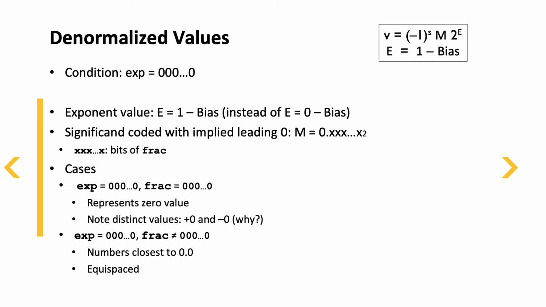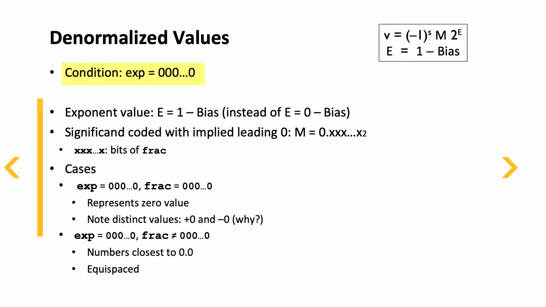Okay, so we know what normalized values look like and how they behave, so let's take a look at denormalized values. Now, we're going to know that we're dealing with a denormalized value if the EXP field is full of zeros. That's how we know it's a denormalized value.